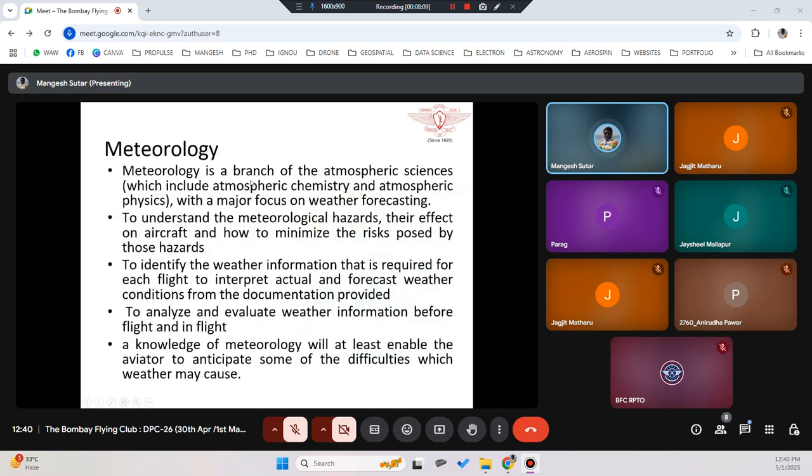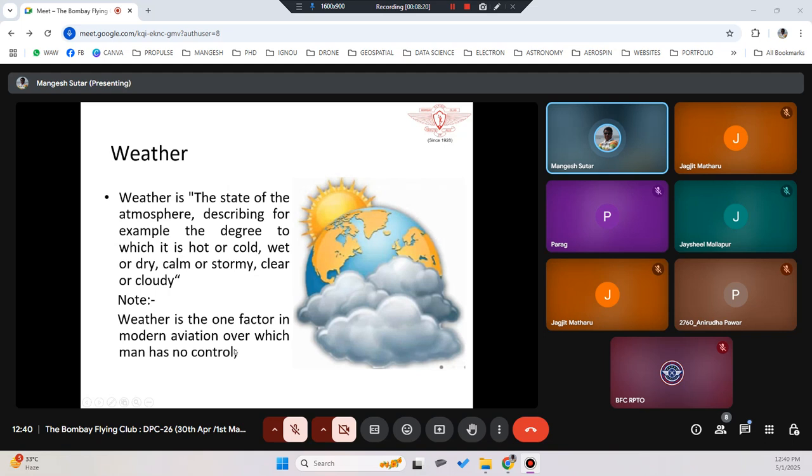Okay, so meteorology is a branch of atmospheric science which includes atmospheric chemistry and atmospheric physics, with a major focus on weather forecasting. So if you see this statement, man has no control. Though we are studying the atmosphere and we have technology, so many things. In fact, the weather stations have been established almost 100, 200 years ago. Any weather station you take, the older ones are at least 100 years old.